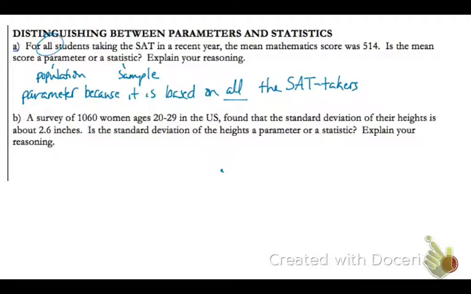So a survey of 1,060 women ages 20 to 29 in the U.S. found that the standard deviation of their heights, so the average distance from the average or the mean, is about 2.6 inches. Is the standard deviation of the heights a parameter or a statistic? So does that mean, is it describing the whole population of women or just a subset? So what I notice is that it describes right here the survey that it's women and then a particular set of women, so ages 20 to 29.